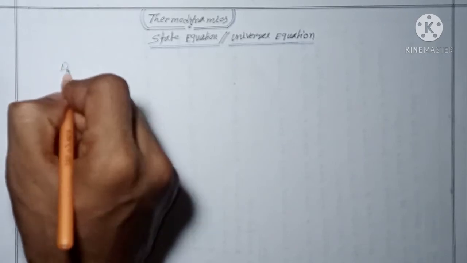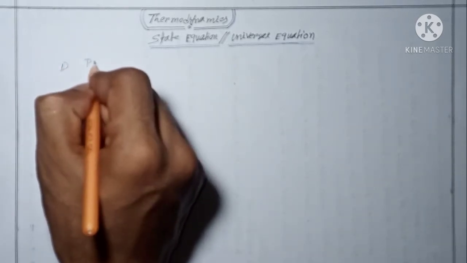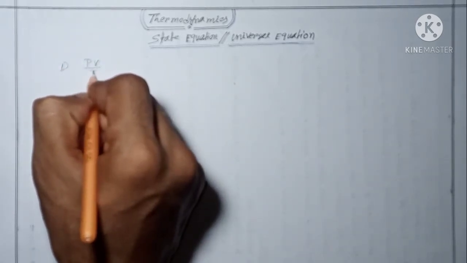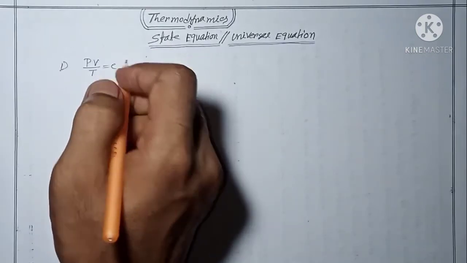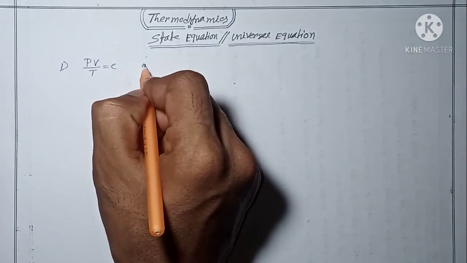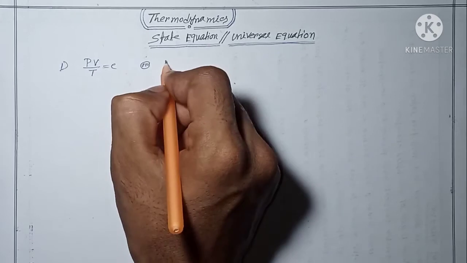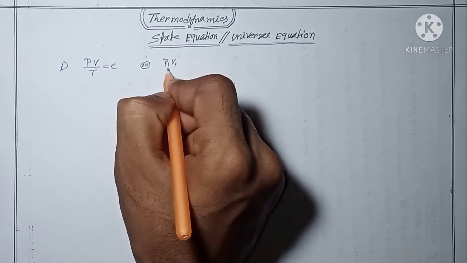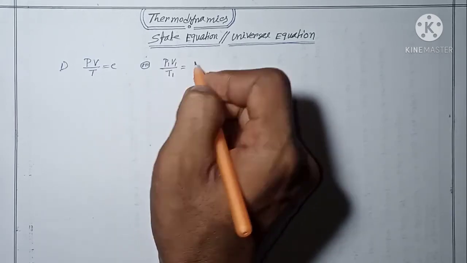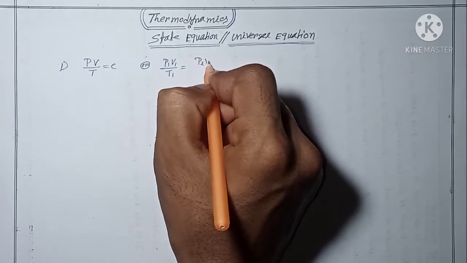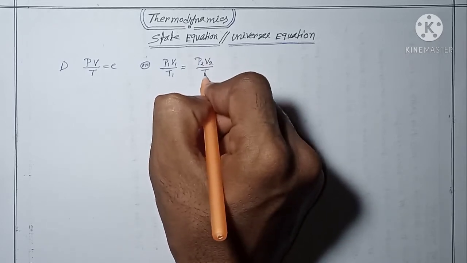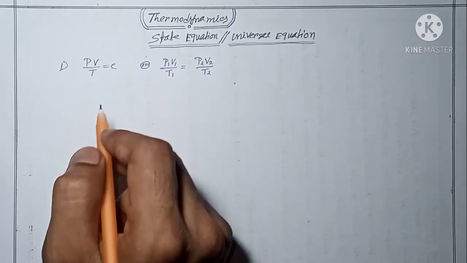First one is simple. All we know PV by T is equal to constant. This equation you can also write like that: P1 V1 by T1 is equal to P2 V2 by T2. This one is equation 1.